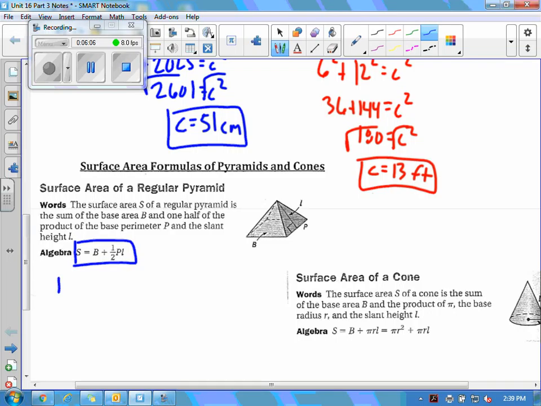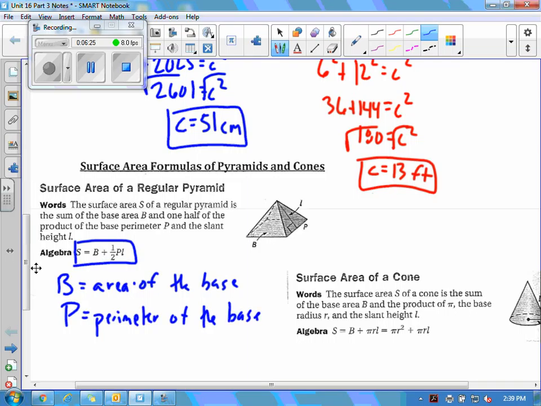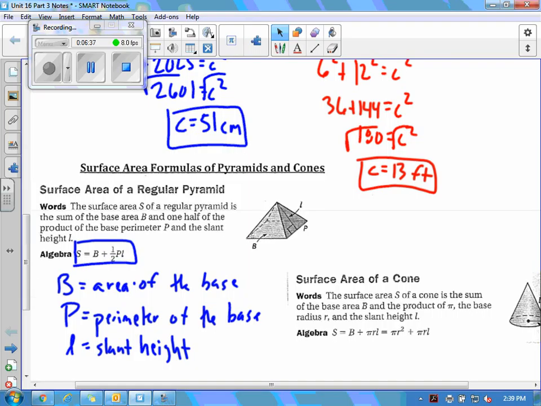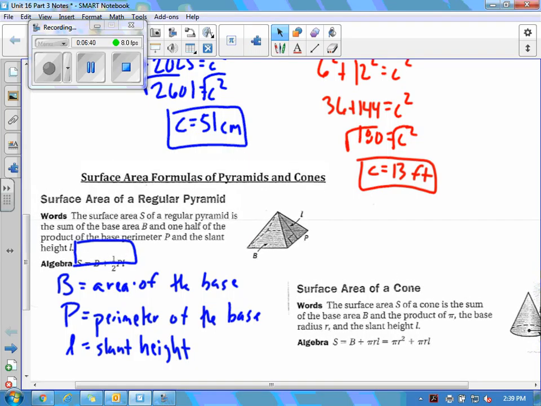You do need to write down that capital B is the area of the base. We talked about that in part 2. Capital P is the perimeter of the base. And this weird looking L is the slant height. Again, we find slant height by doing the Pythagorean theorem. So that is for a regular pyramid.